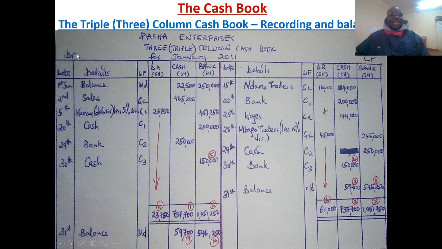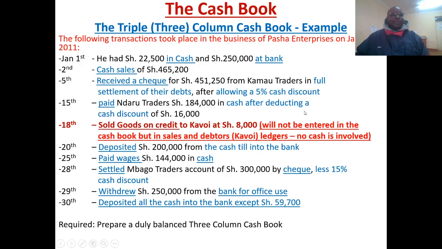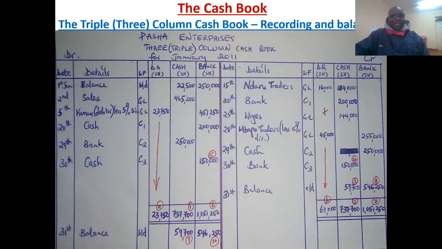Remember, on the DR side, I have date, details, ledger folio, and the 3 columns: discount allowed, cash, and bank columns. Again, on the credit side, we have date, details, ledger folio, discount received, cash, and bank columns. We go back to the first transaction. They had 22,500 in cash and 250,000 at the bank.